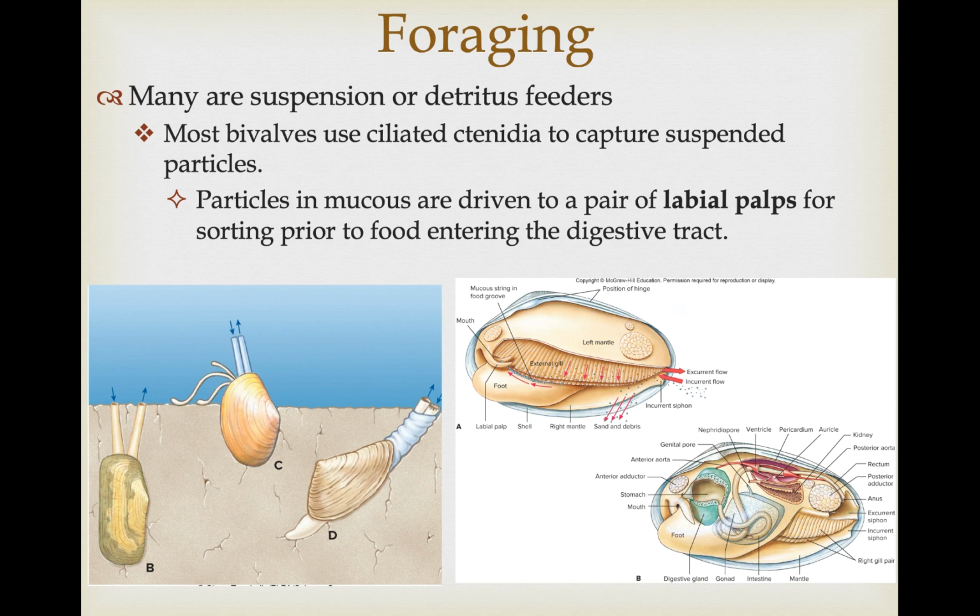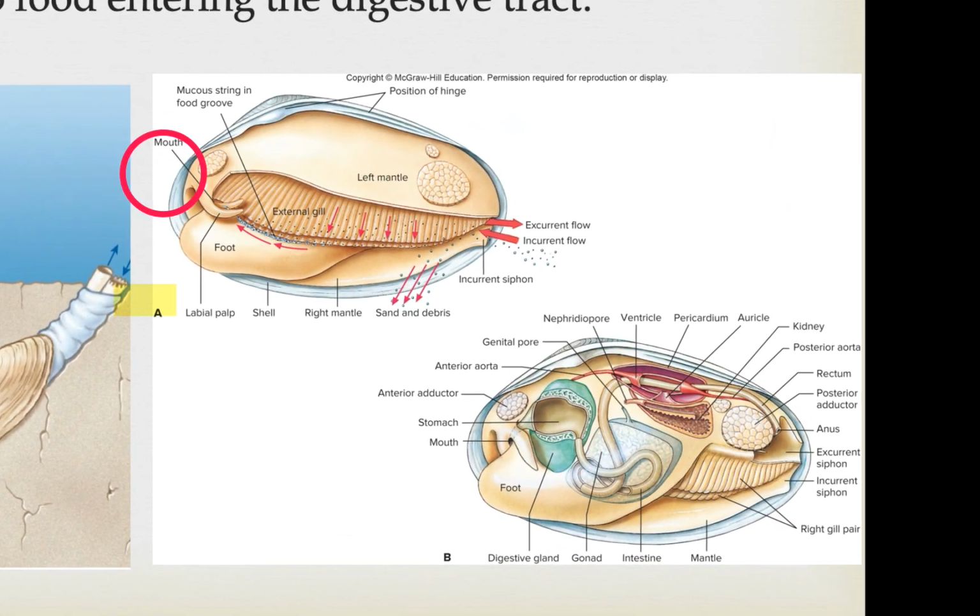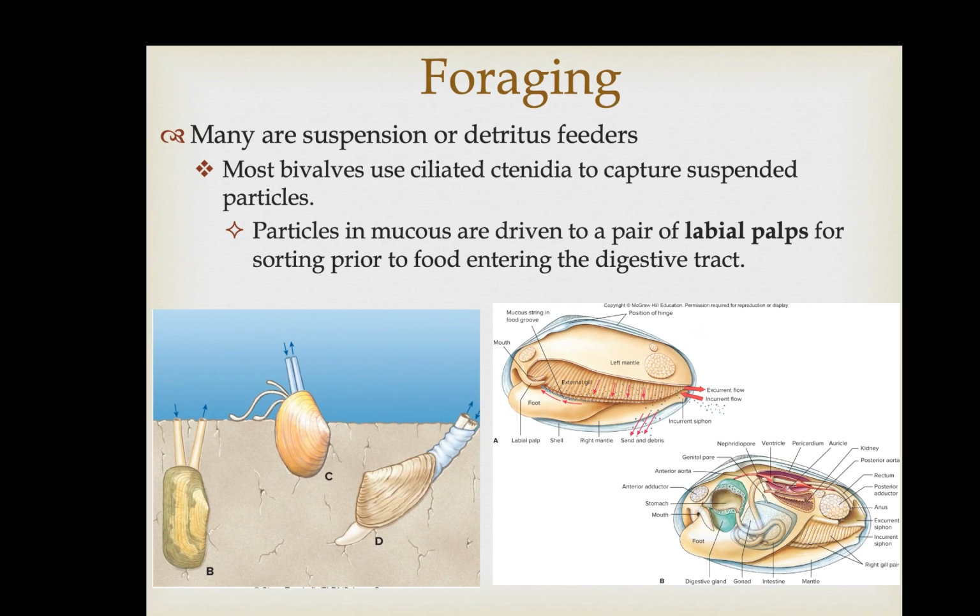These particles are captured in mucus that's created by the ctenidia and then driven to a pair of what are called labial palps, shown here, that surround the mouth, and this is where food is sorted from the non-digestible material, and the food is actually pushed into the digestive tract. Then the non-digested material is released back into the mantle cavity for ejection.